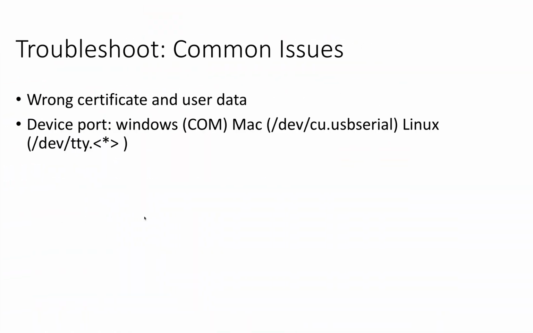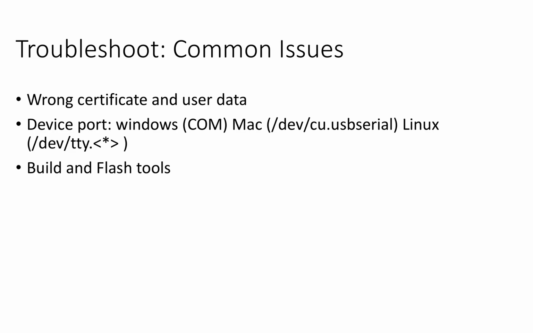The other one is the device port. As we said before, Windows uses COM. It will be COM1, COM2, COM3, whatever. On Mac, it will be in this path. If you type /dev/cu. and then press tab, it will show you all the serial ports that you have. And in Linux it is usually in this path. So make sure you provide the right port. Otherwise, IDT will not be able to communicate with your device.